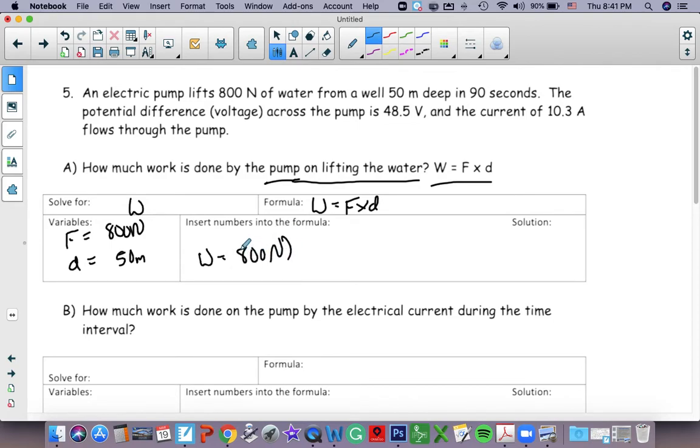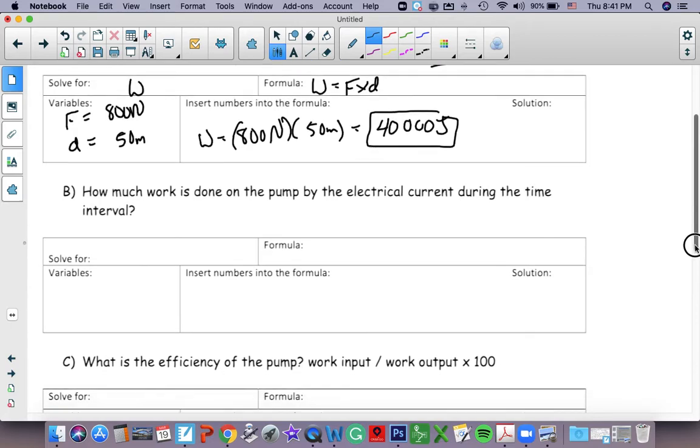800 newtons and 50 meters. Just multiply those two. Well, 8 times 5 is 40, right? Then we'll throw those zeros on there. So 40 and then 3 more zeros. We'll double check to make sure the mental math is right. So 40,000, and we solve for work, which is joules. Okay, so that's our work done by the pump.